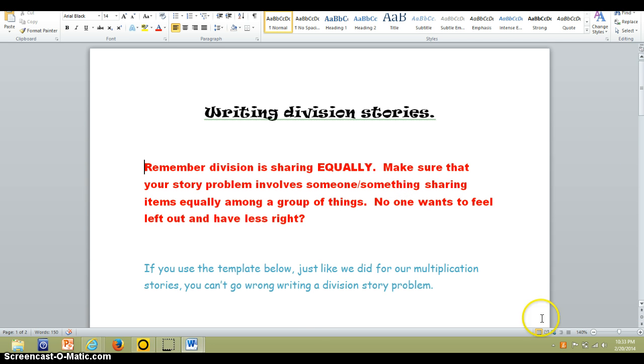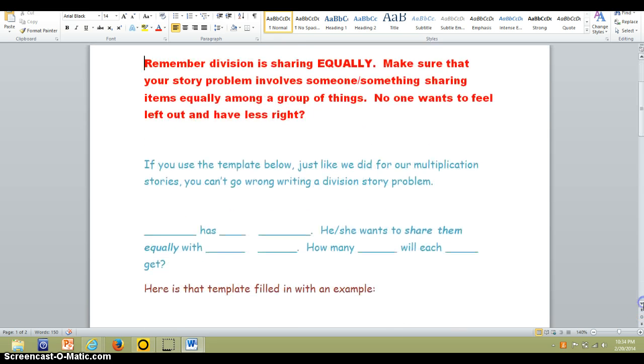So if you use the template below, just like we did for the multiplication stories, you can't go wrong with your division stories. So here is the template. Blank has blank blank. He or she wants to share them equally. That's the most important part for your division stories. He wants to share them equally with blank blank. How many blank will each blank get? Now it sounds kind of confusing, but below I filled it in with an example.